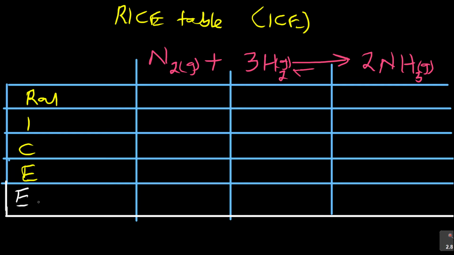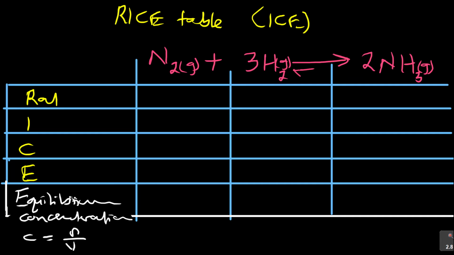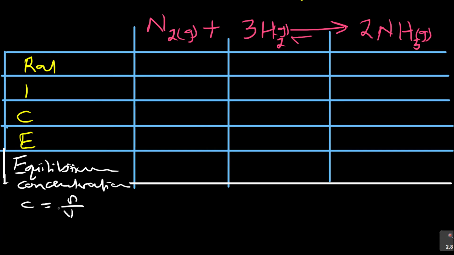This one I will call the equilibrium. That's what you want, the equilibrium concentration. Concentration, where you say C is equal to n over V. Very important. C is equal to n over V. I can write it with something different. C is equal to, where C stands for what? Concentration. On the formulas, it's n over V. That's what we are having here.